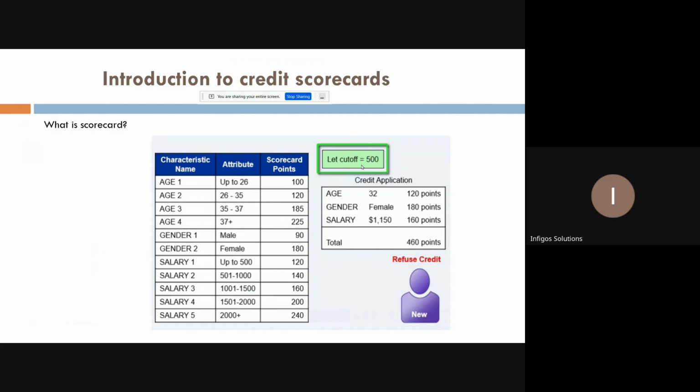Let's say the cutoff is this. If somebody comes with an application, age is 32. 32 basically means 120 points. Gender is female, 180 points. Salary is 1150. This is 160 points. 460 points. So you need 500 points to get the approval. So in this case, you will deny the application. So this is how a credit scorecard looks like. Any question? Anyone? I think you have clarity on this.